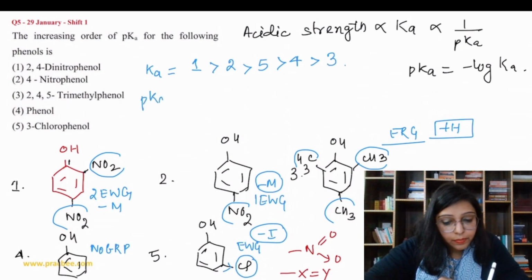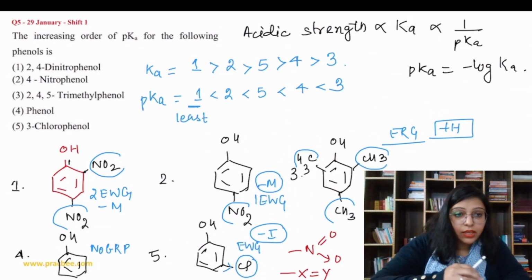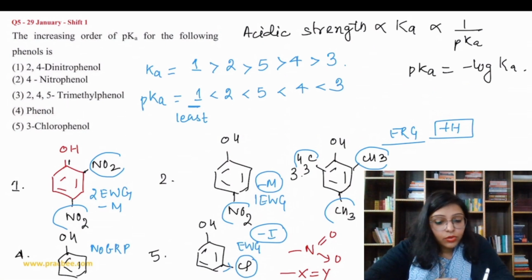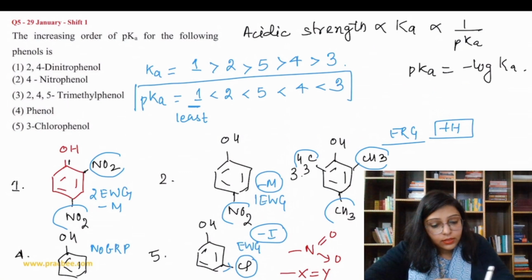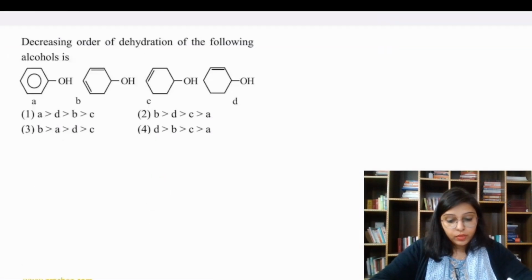So what is the pK? Increasing order of pK: 1 less than 2 less than 5 less than 4 less than 3. So this is least. That means the first one is going to have the least pK. Least pK means more acidic strength. Clear? So the answer is going to be this. Okay. Now moving on to the next question.